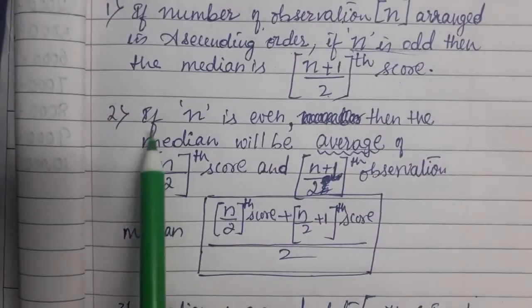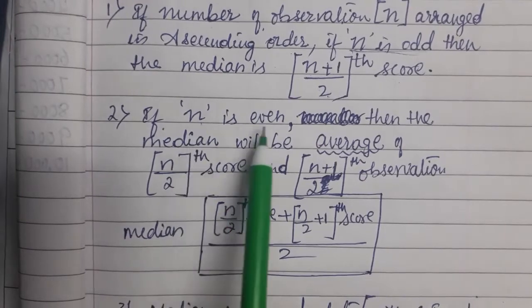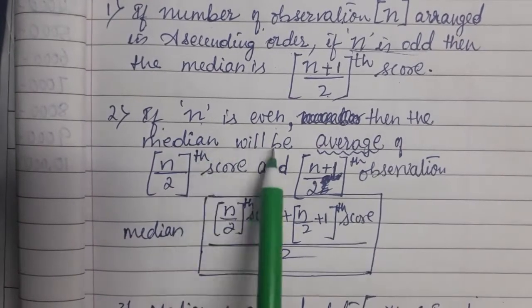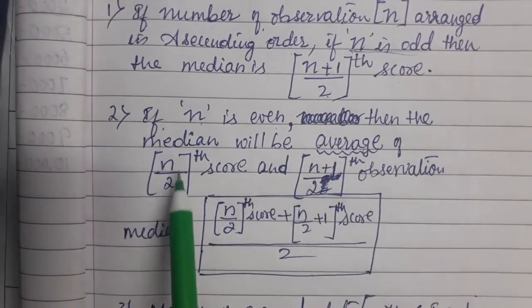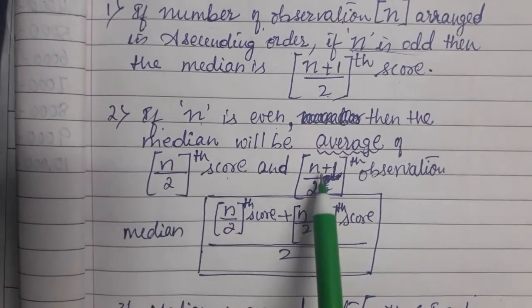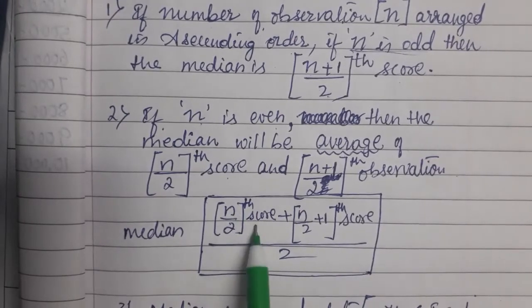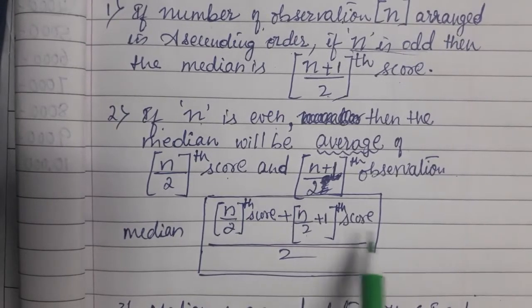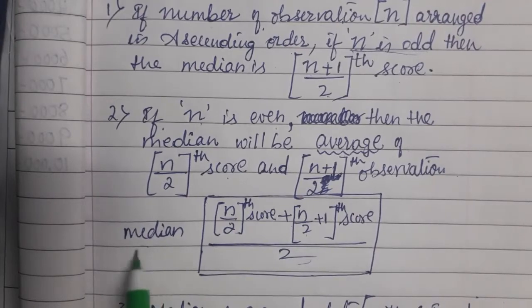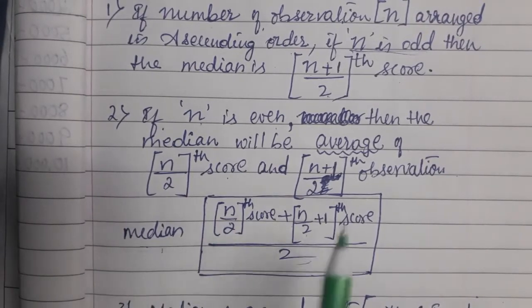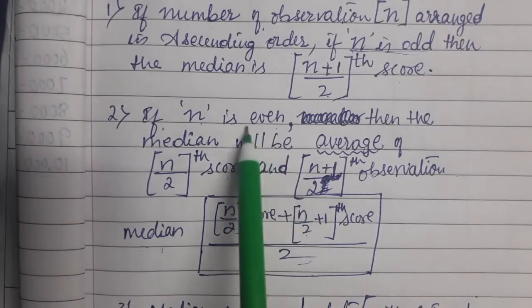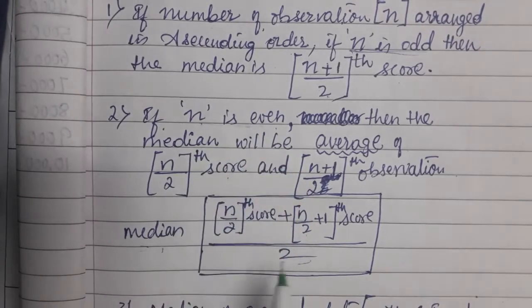Then if the number of scores n is even, then the median will be the average of the n by 2th score and the n by 2 plus 1th observation. That means the n by 2th score plus the n by 2 plus 1th score, divided by 2, gives you the median of the given data if the number of scores is even. When you count the number of scores, if it is an even number, then if you use this formula, we will be getting the median. These two we have already learnt in 8th and 9th.